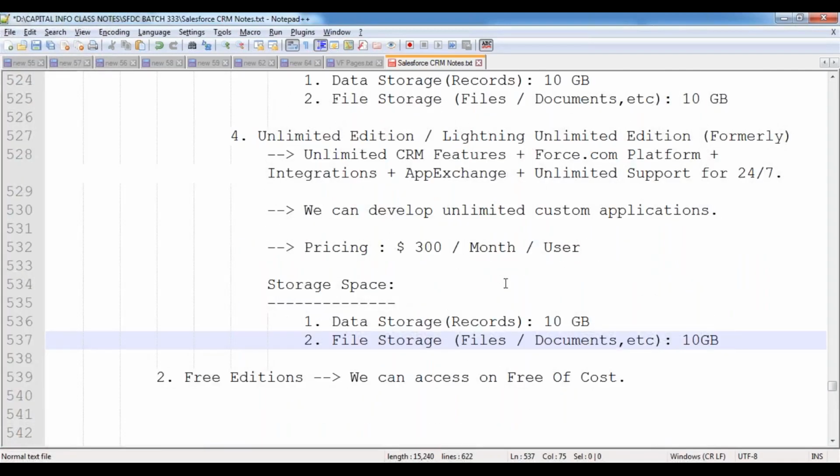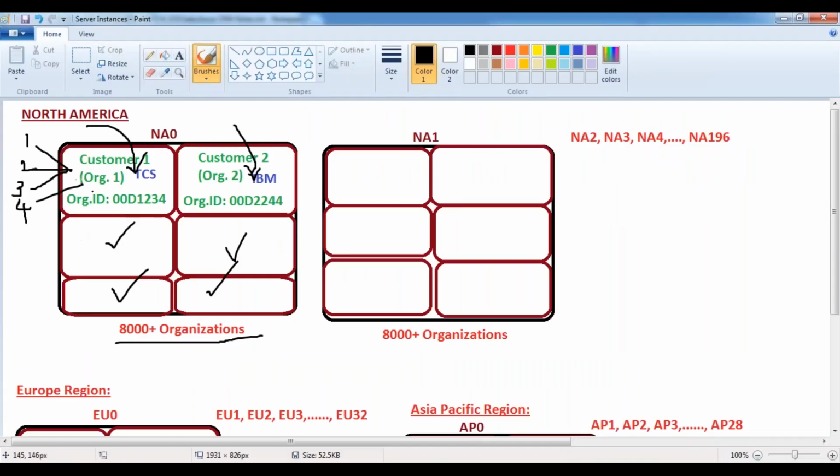Now, you can raise a question. Sir, I'm using unlimited edition. My data storage of 10 GB has been filled because for almost 3 years I'm using this Salesforce account, and I keep on storing the data. Now this 10 GB has been full. Then what can we do? Can we expand the memory space or not? Yes. Whenever we are creating the Salesforce account, by default Salesforce allocates 10 GB of memory space. When this 10 GB has been full, we can expand the memory space also.